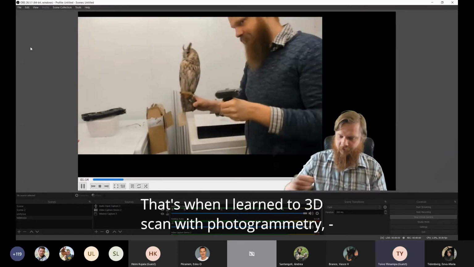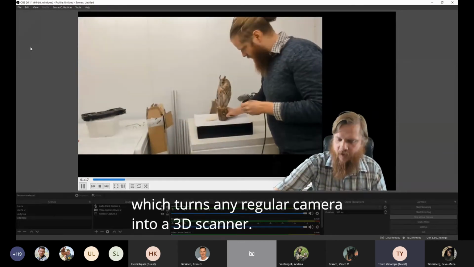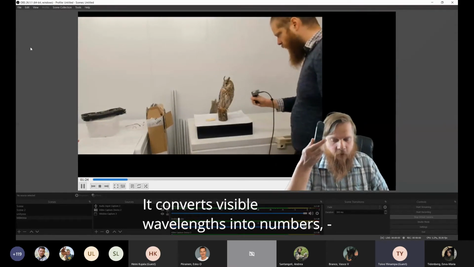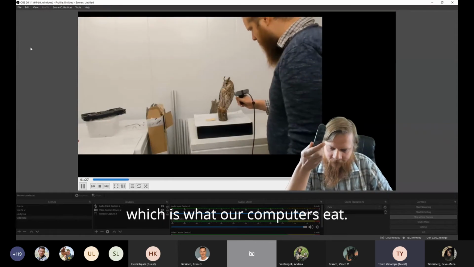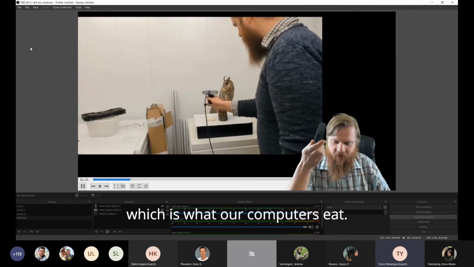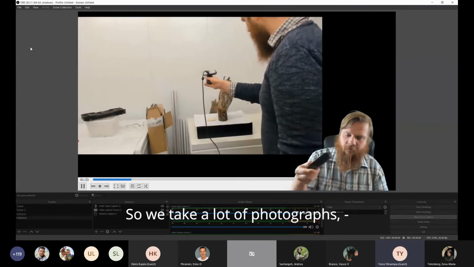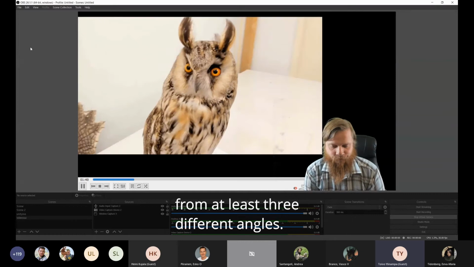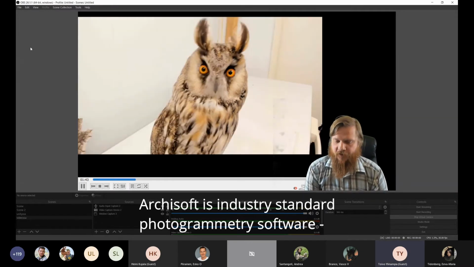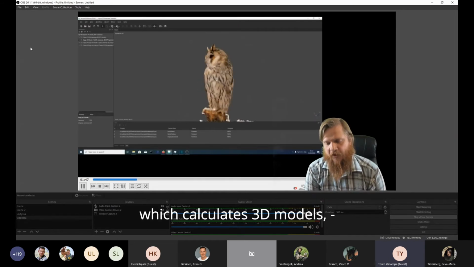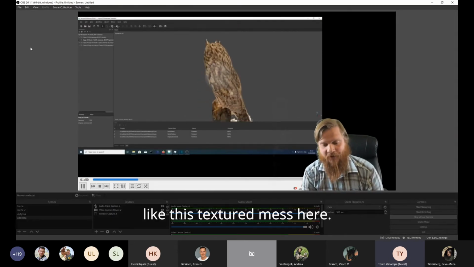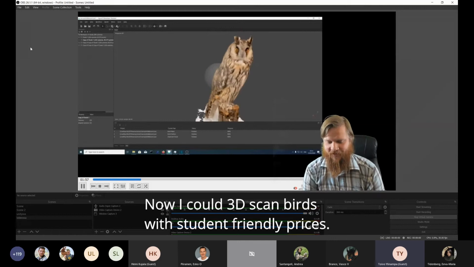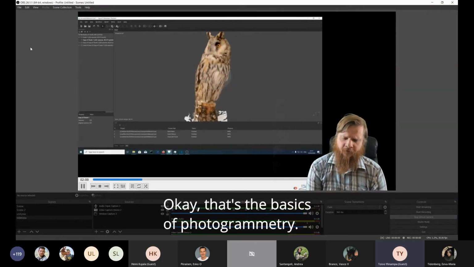That's when I learned to 3D scan with photogrammetry, which turns any regular camera into a 3D scanner. Here is a 4K webcam. It converts visible wavelengths into numbers, which is what our computers eat. So we take a lot of photographs. Every desired surface should be photographed from at least 3 different angles. Agisoft is industry standard photogrammetry software which calculates 3D models, like this textured mesh here. Nice. Now I could 3D scan birds with student-friendly prices. Okay, that's the basics of photogrammetry.